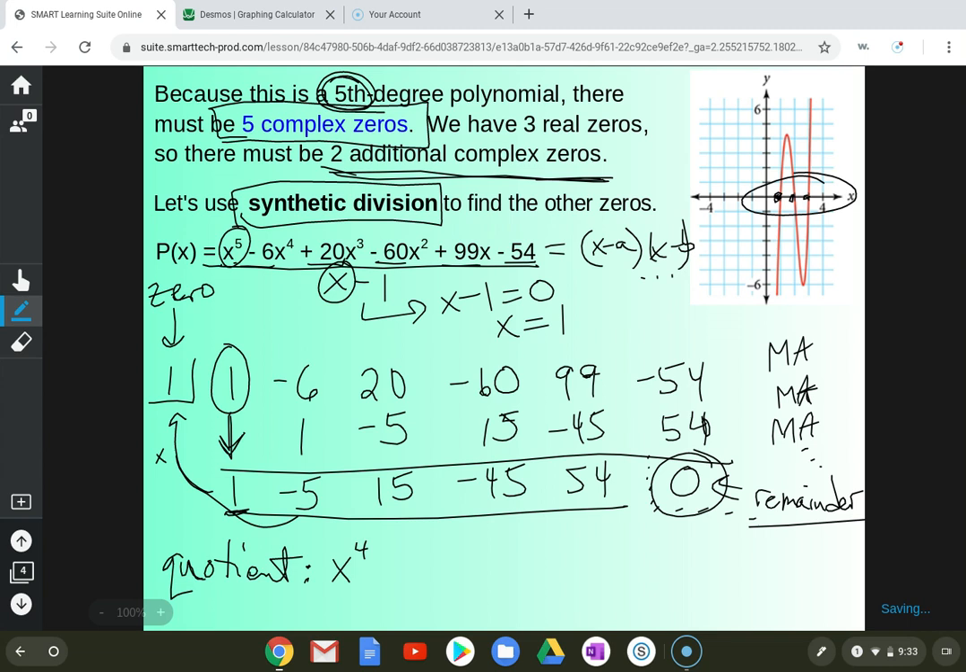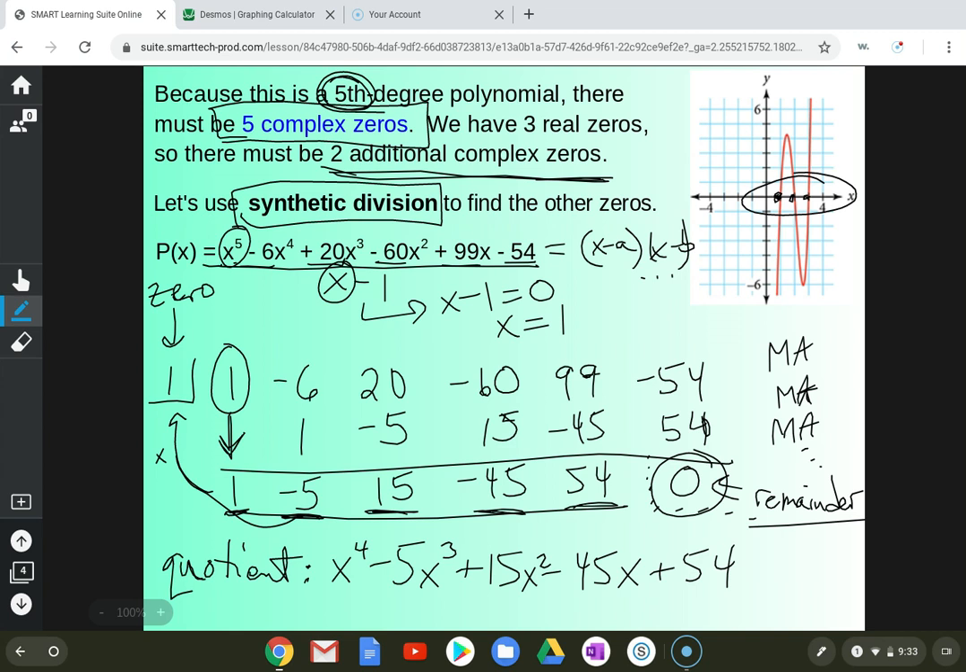We've reduced the power by 1, and so now our polynomial is fourth degree, and our first coefficient is 1x to the fourth, then -5, and you just go down, x cubed, plus 15x squared, minus 45x, and then finally plus 54. And there's our quotient.